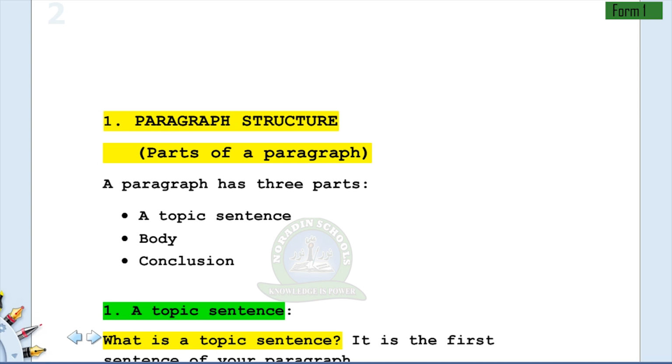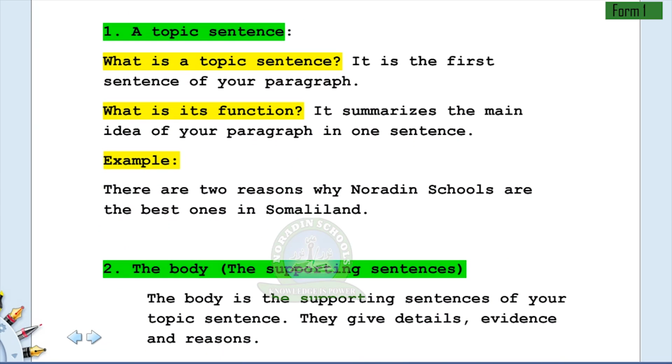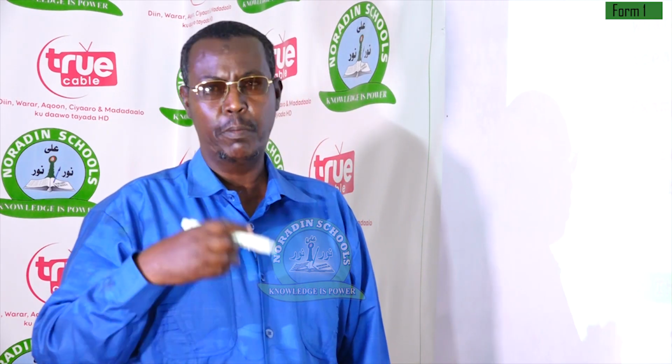What's a topic sentence? And what is its function? What does it do in a paragraph? Let us see what it does in a paragraph. Well, in the first place, a topic sentence is the first sentence of your paragraph. That's what a topic sentence is.